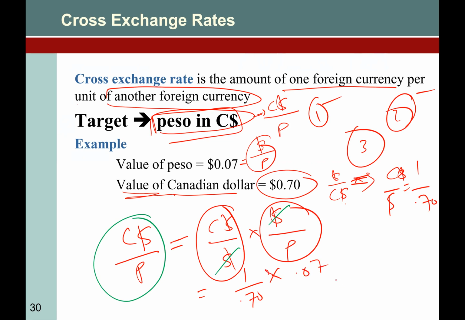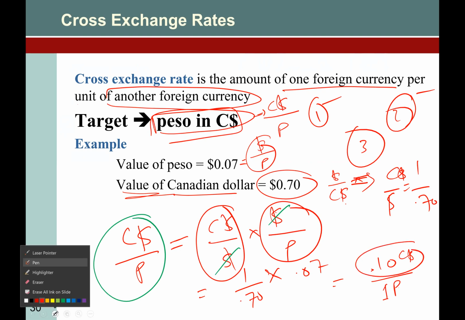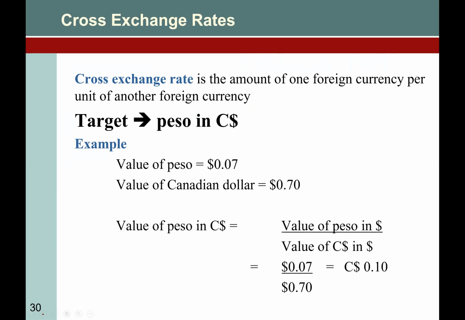So similarly, the answer would be 0.10. And that answer is in Canadian dollar. The value of 1 peso is 0.10 Canadian dollar, right? So you can also interpret it as the value of 1 peso is equal to 0.10 Canadian dollar, right?